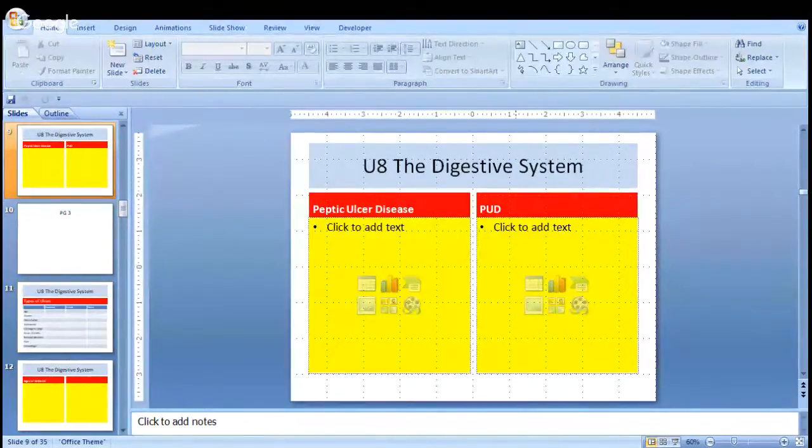Good? Questions? We good so far, everybody? Okay, moving right along. So irritable bowel. Ooh, another one of my favorites. IBS.